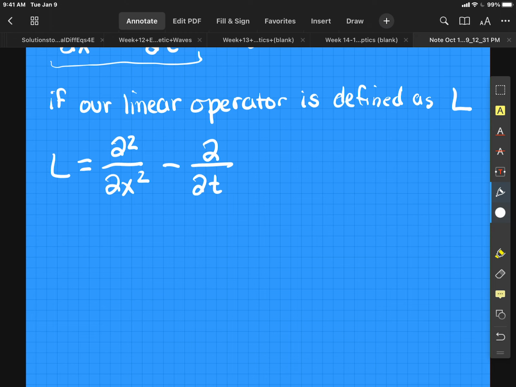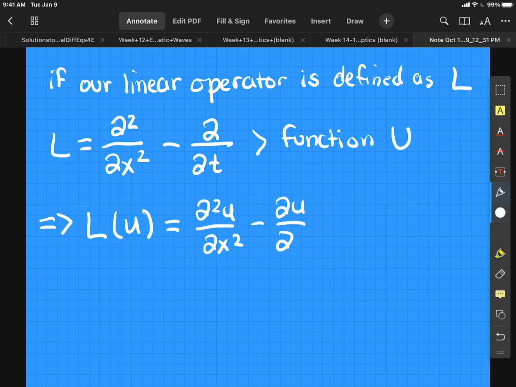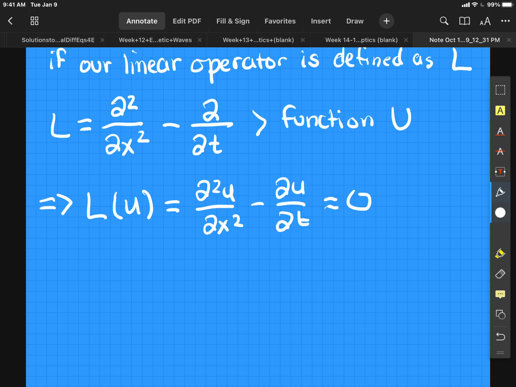So in this case, since our function was u, that would imply that if we apply this linear operator to the function u, the way we would define it is the linear operator of the function u is again equal to partial squared u over partial x squared minus partial u over partial t, and again all that equal to 0. Likewise, we don't have to use u.